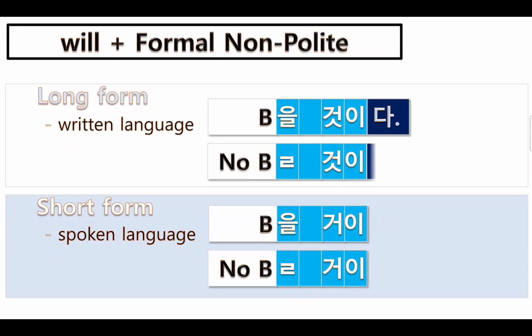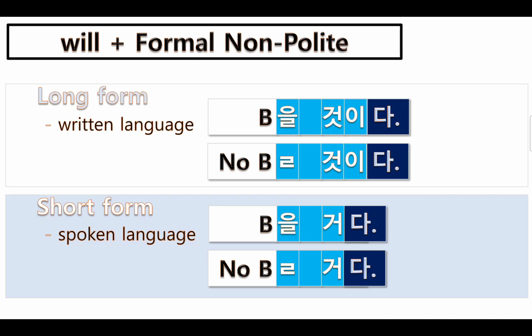So here it's very simple. Just simply put 다: 을 것이다, ㄹ 것이다, or the short form 을 거다 and ㄹ 거다. This formal non-polite form is used in written language and spoken language, but for written language we use the long form future tense, and in spoken language we use the short form future tense.